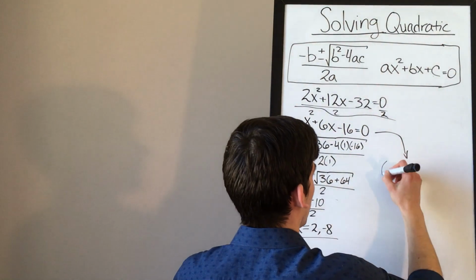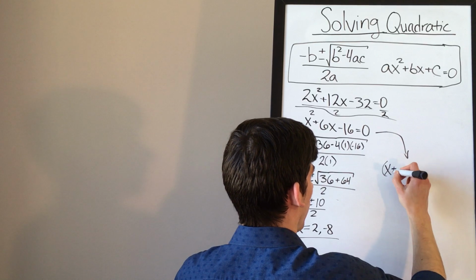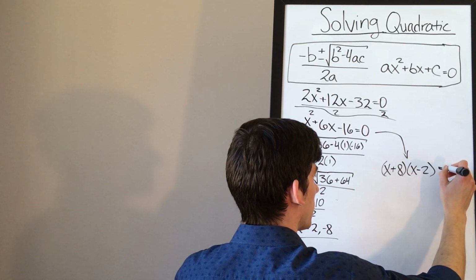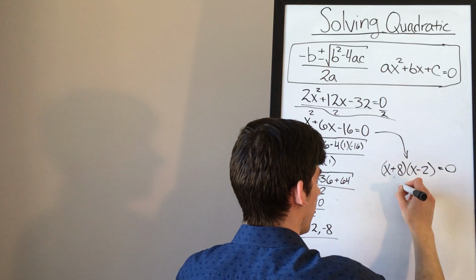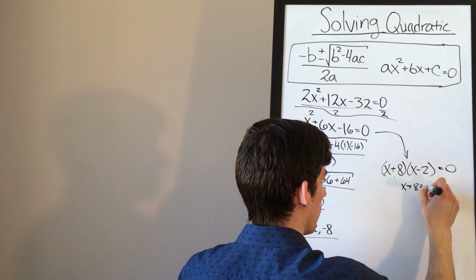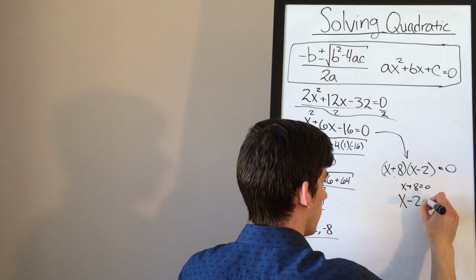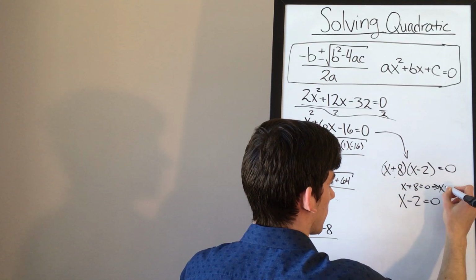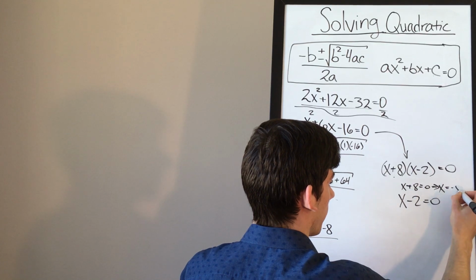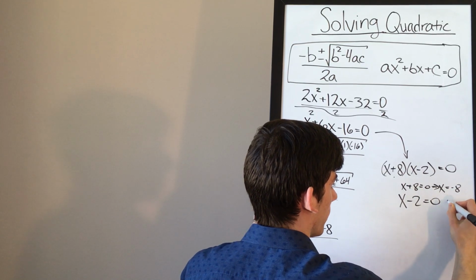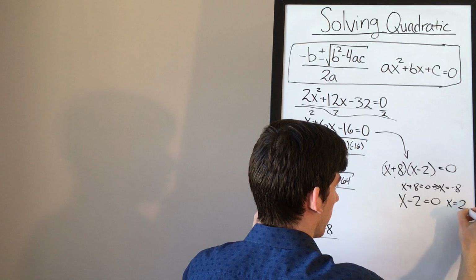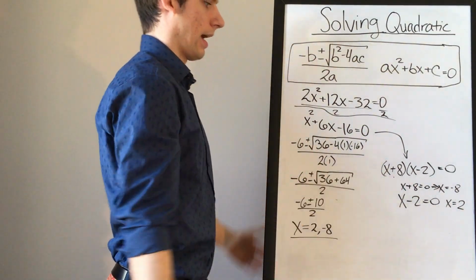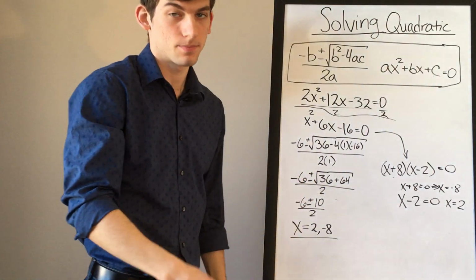So using our factoring method, this becomes x plus 8 times x minus 2 equals 0. From this, we set each of these individually equal to 0. So here, x is equal to negative 8, and here, x is equal to positive 2. Which just so happens to be exactly what we got here, but we got it in, I don't know, 15 seconds instead of doing all this.